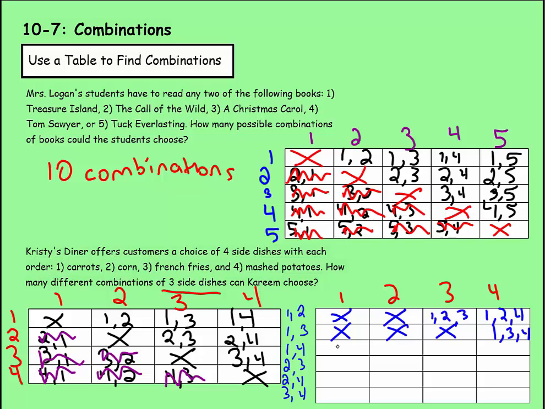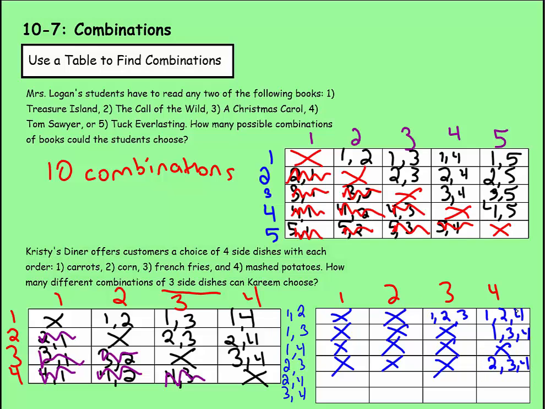Now let's look at this. 1, 4, 1. Nope. 1, 4, 2. Well, we already have 1, 2, and 4. 1, 4, 3. Well, we already have 1, 3, and 4. And 1, 4, 4 I can't do. 2, 3, 1. I already have 1, 2, 3. 2, 3, 2 has a repeat of 2. 2, 3, 3 has a repeat of 3. 2, 3, 4. I do not have a 2, 3, 4 yet, so let's go with that.